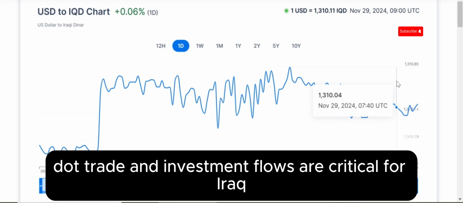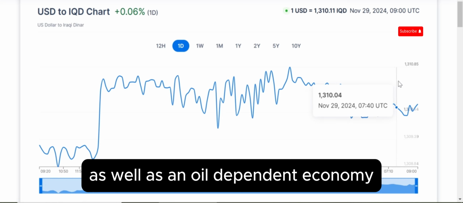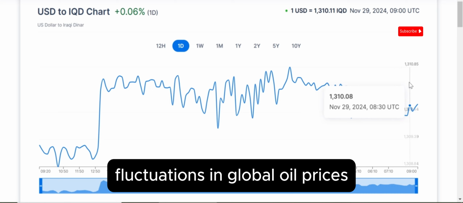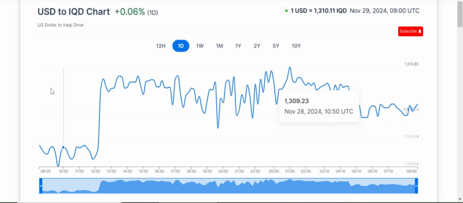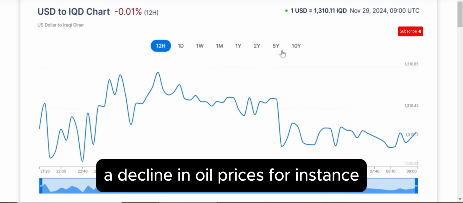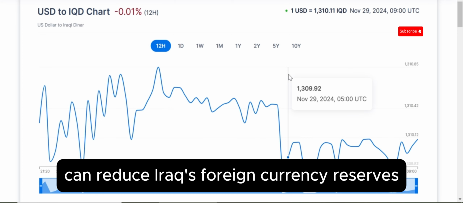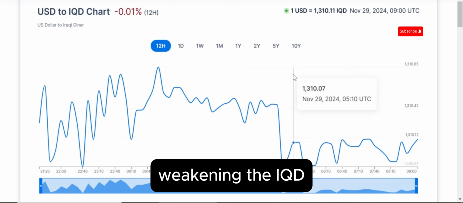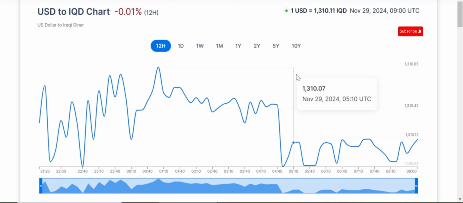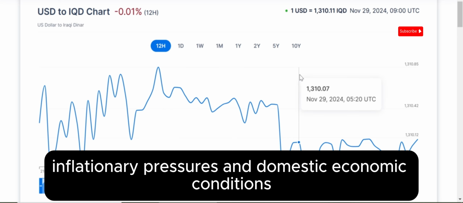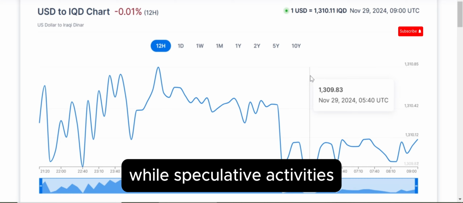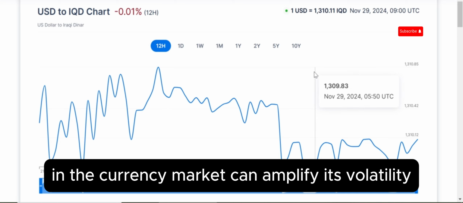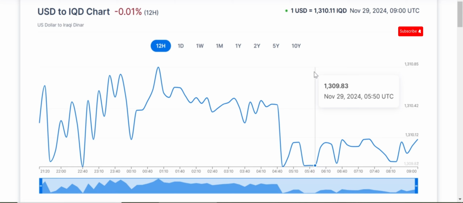Trade and investment flows are critical for Iraq as well. As an oil-dependent economy, fluctuations in global oil prices and export revenues can directly impact the IQD. A decline in oil prices, for instance, can reduce Iraq's foreign currency reserves, weakening the IQD. Inflationary pressures and domestic economic conditions further shape the purchasing power of the IQD, while speculative activities in the currency market can amplify its volatility.